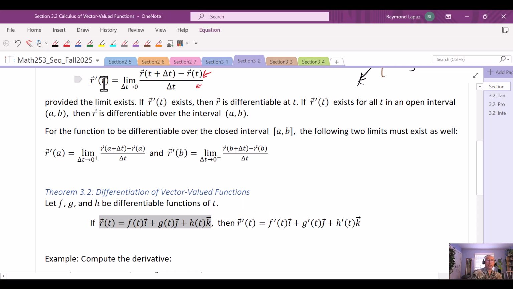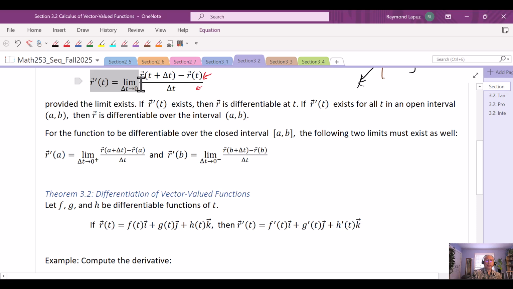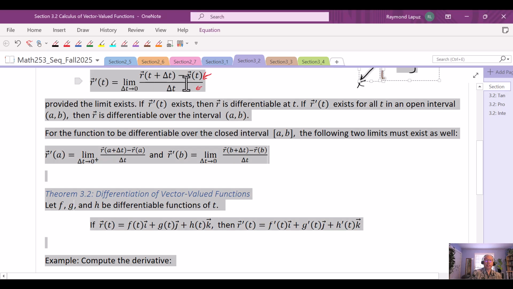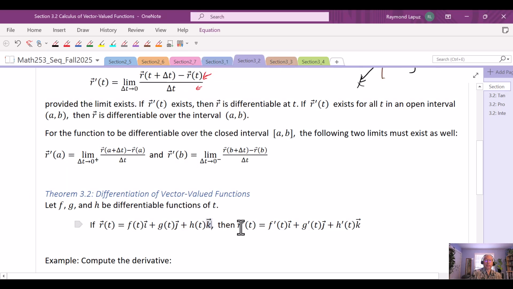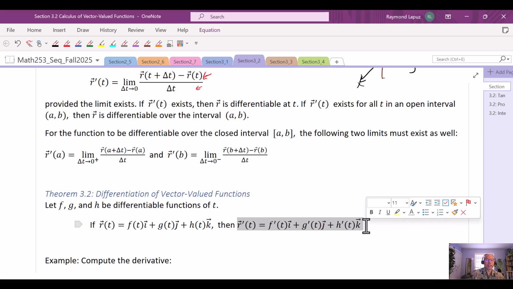Instead of using the limit definition, we are going to jump directly to the shortcuts. And the shortcut is that the derivative of a vector valued function is going to be the derivative of each of those components. Done separately, you take the derivative of the components and then you'll have your derivative of the function. Okay, so that's really the bottom line.